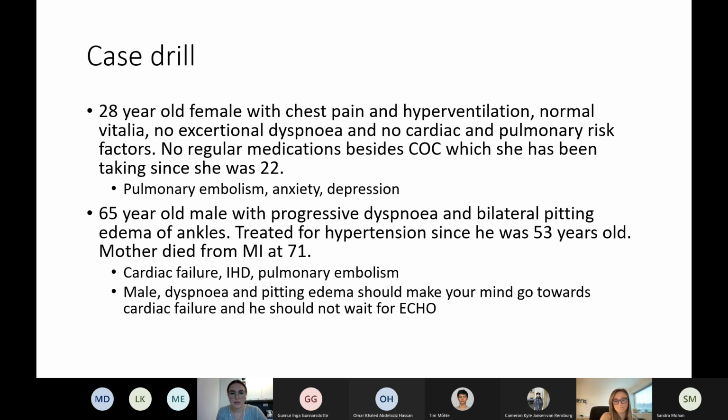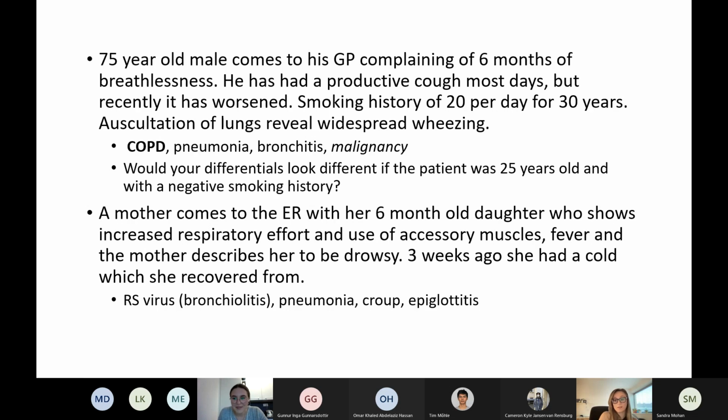So basically, male dyspnea and pitting edema should make your minds go toward cardiac failure, and he should not wait for an echo. He is eligible for an immediate echo. He should not wait until the next day. This is the last slide, so then you're off.